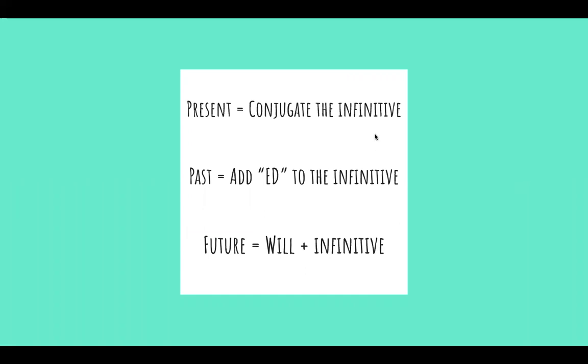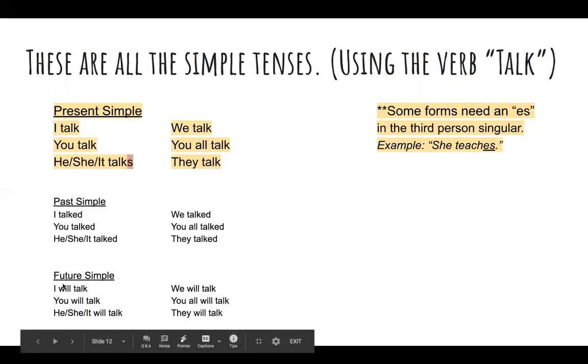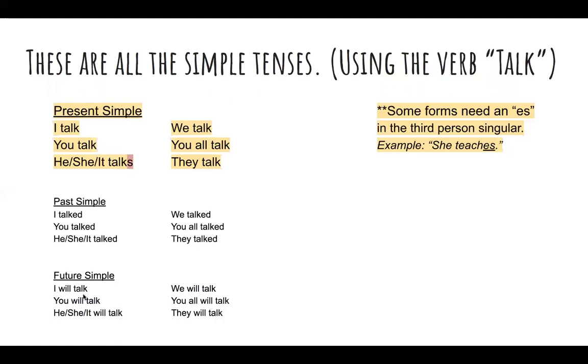Now, if you find the infinitives, you just have to follow these patterns. Okay? Add the S on this third person singular form. For the past simple, add the ed. It will not work for every verb because some are irregular. But for the future simple, always just add that will. Will talk, will cook, will dance. It's simple.